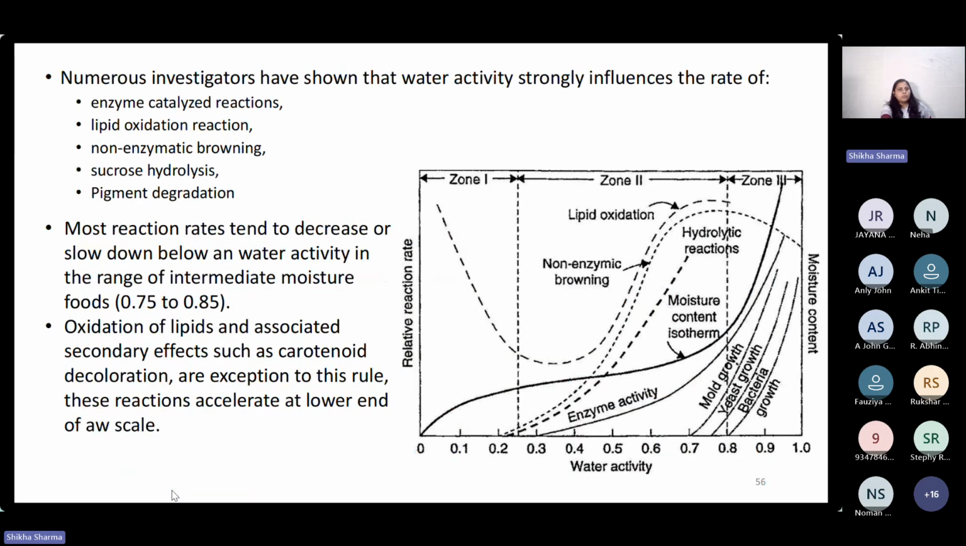So water activity basically affects various reaction rates, like enzyme-catalyzed reactions, lipid oxidation, non-enzymatic browning, sucrose hydrolysis, and pigment degradation. And most reactions tend to decrease or slow down below a water activity of around 0.75 to 0.85.